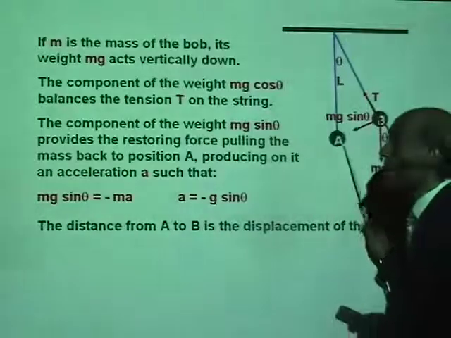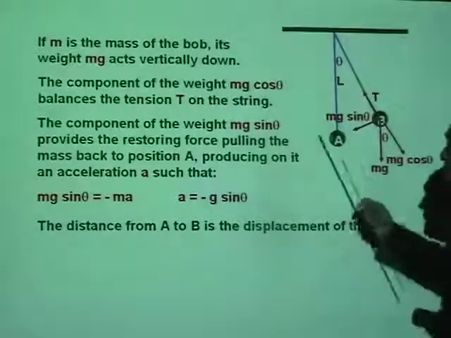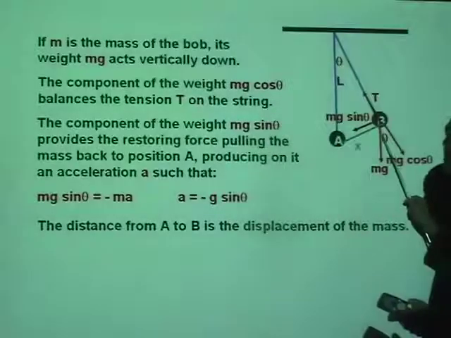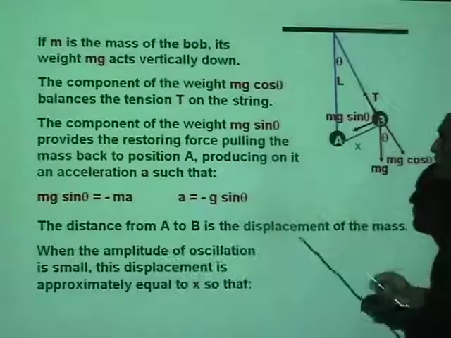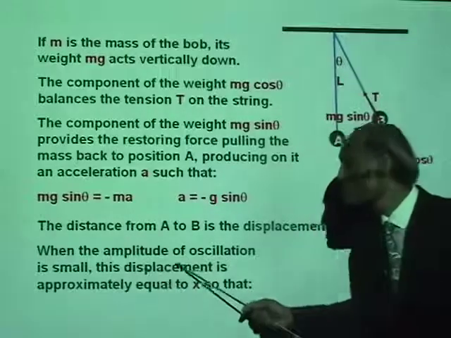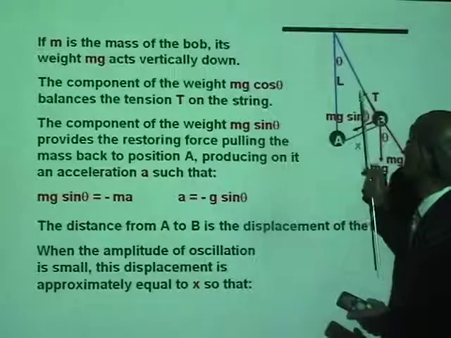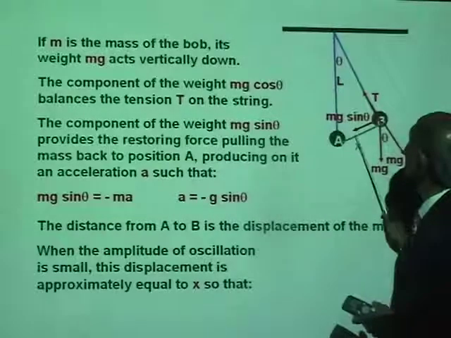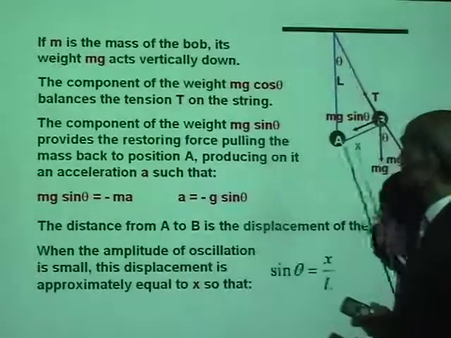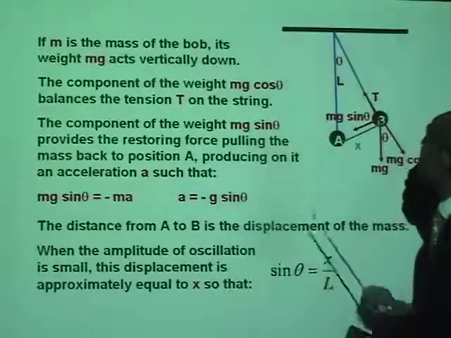The distance from A to B is the displacement of the mass. Is that right? The mass has been displaced from A to B, that distance. I'm going to call that distance x. When the amplitude of oscillation is small, this displacement is approximately equal to x, so that sine theta is equal to x divided by L. You see, L is the length of this string. Sine theta equal to x over L.